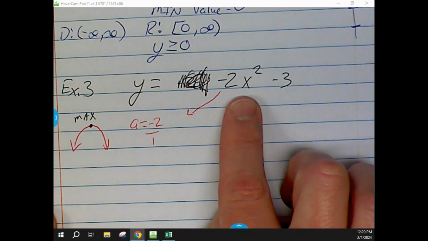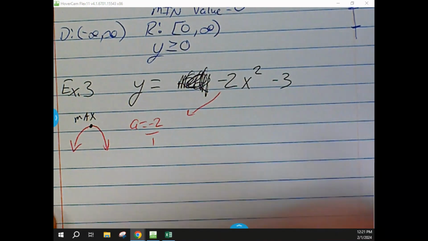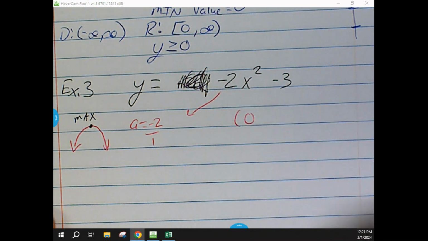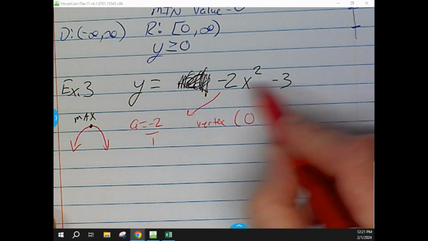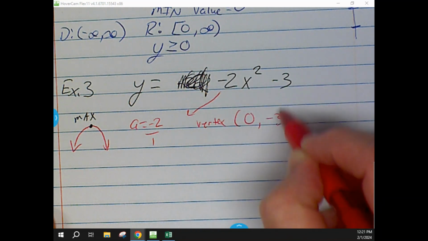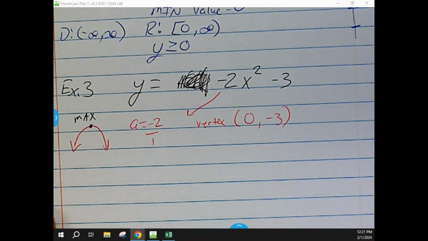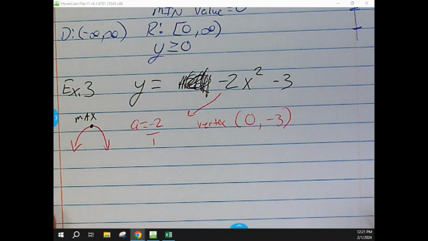Now, if you notice, there's not a parentheses, right? If there's no parentheses, that means that that first number in the vertex is 0. We do have a number on the back side back here that's not in the parentheses, so that's the second number. So if there's not a parentheses, you know the first number has to be 0.